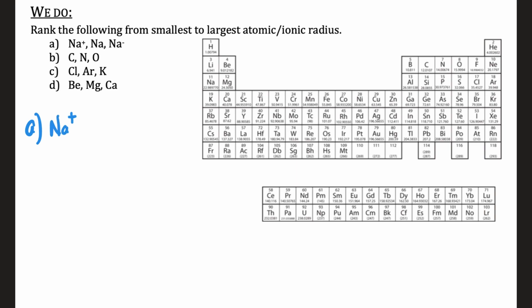How do I know that? Well, because in order to become an ion, I can find it here on the periodic table, right? It lost the 3s electron, and now it only has 2 occupied energy levels. Na will be next.